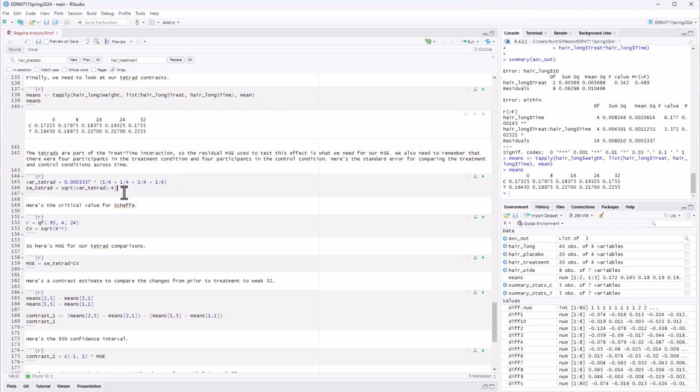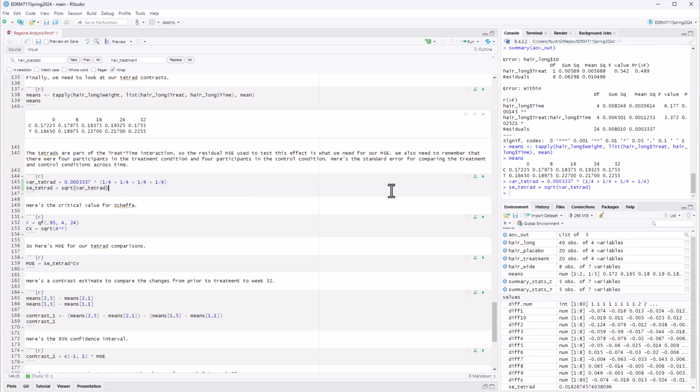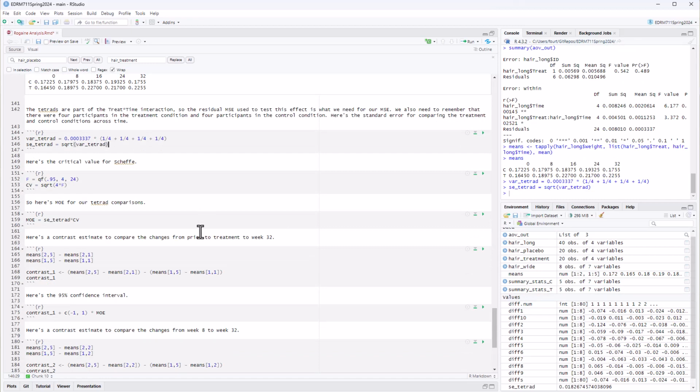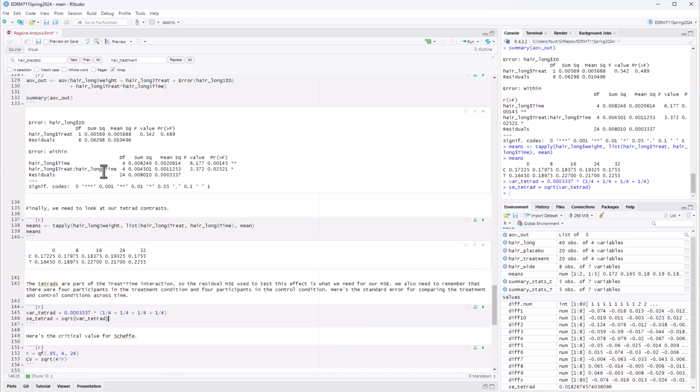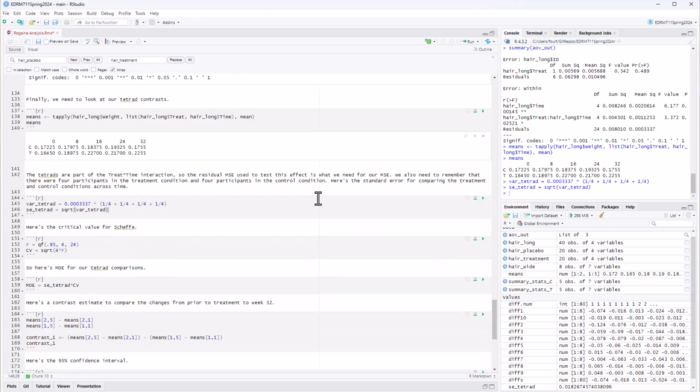So let me go ahead then and look at the variance of my tetrad. Once I have the variance of the tetrad, in order to get the standard error, I just take the square root. So let's go ahead and do that. Now for Scheffé, for the critical value, the omnibus F for interaction. Remember, I'm focusing on interaction. The omnibus F for interaction is based upon, under the null hypothesis, an F distribution with 4 degrees of freedom in the numerator and 24 degrees of freedom in the denominator.